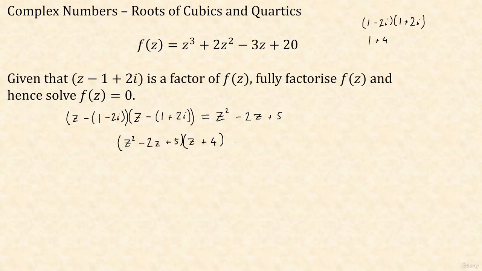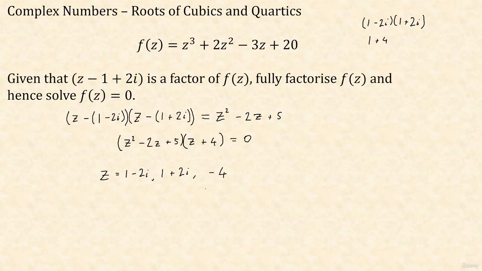Okay, there it is fully factorised. Now I just want to solve when this is equal to 0. So I already know that one root is 1 minus 2i. Another one is its conjugate, 1 plus 2i. And then finally, from this one here, if z plus 4 is a factor, then negative 4 is going to be a root. So there are the three solutions to this.